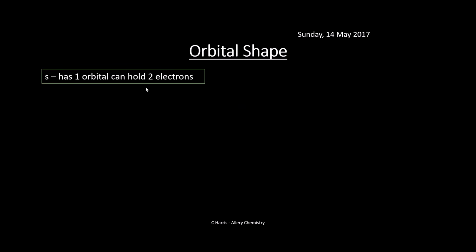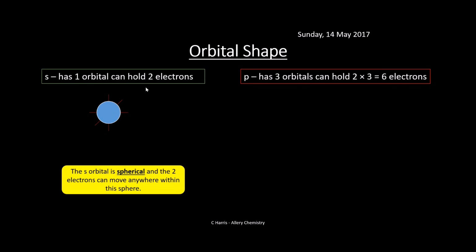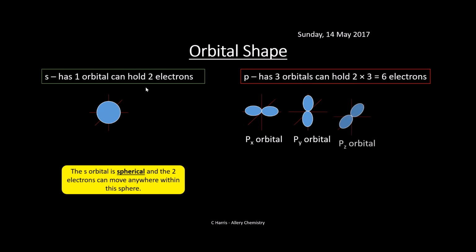Okay, we need to know about the shape of these things as well. So the s has 1 orbital and it can hold 2 electrons, as we've discovered before. So the s orbital is spherical in shape, and the 2 electrons can move anywhere within this sphere. The p subshell has 3 orbitals, and each one can hold 2 electrons, and they've got these really classy names. So we've got the px orbital, the py orbital, and the pz orbital. And you can see one's along the horizontal, one's vertical, and one is kind of going away from you. So it's like sticking out towards you.